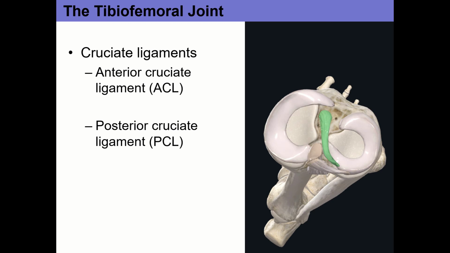Another thing it prevents is abduction of the tibia. And where do we see that? We see that with valgus forces. Remember, valgus forces are forces from the outside, or from the lateral aspect, that push toward the midline. So when somebody's knee buckles medially, that's a valgus force, and you abduct the tibia. So the ACL limits abduction of the tibia.